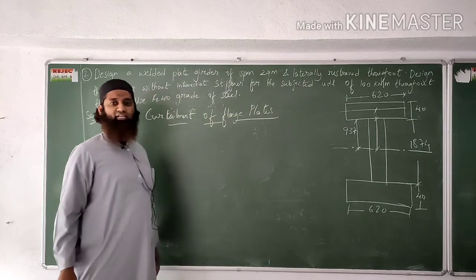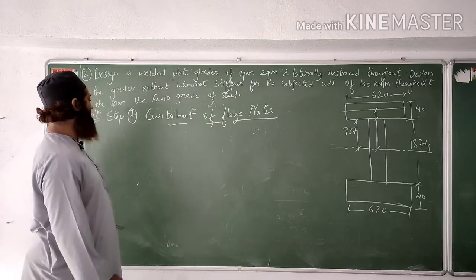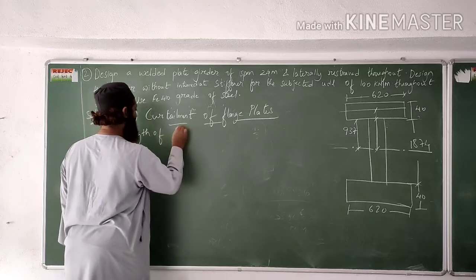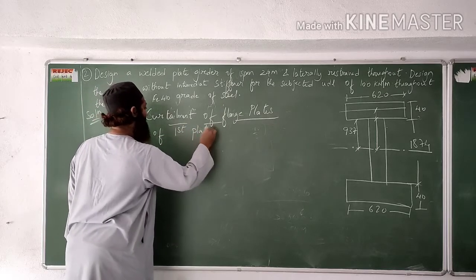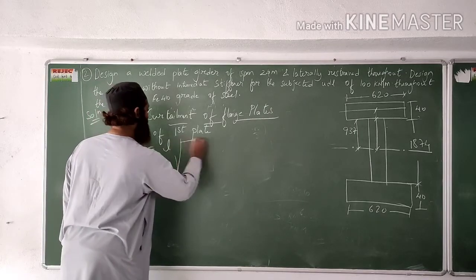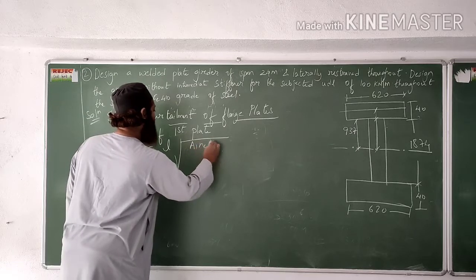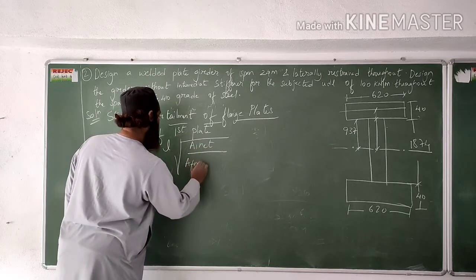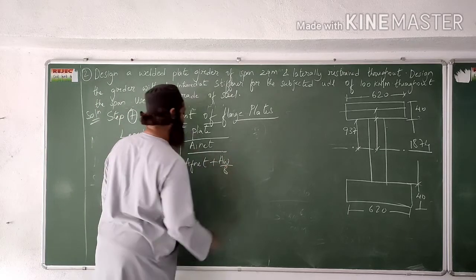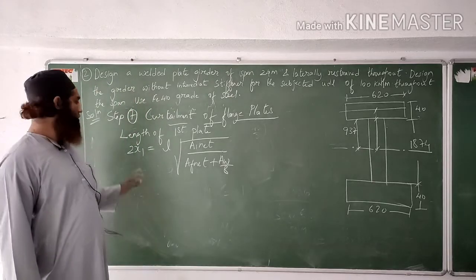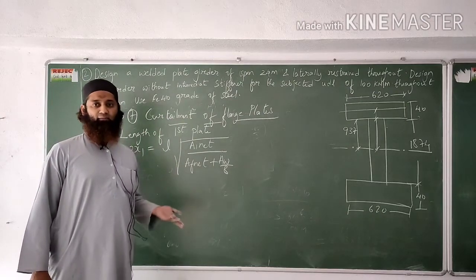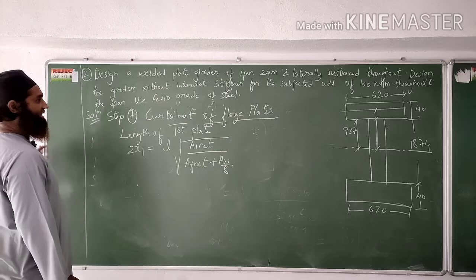The curtailment of the flange plates is given by an equation. Let us check the length of the first plate. That is 2x1 is equal to L into root of A1 net by AF net into plus AW by 8. So this is how it is given. 2x1, how we will cut the first plate, the second plate and the third plate. Let us see what is A1 net. A1 net is the area of the first plate.